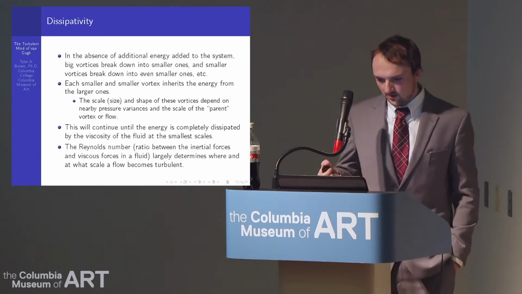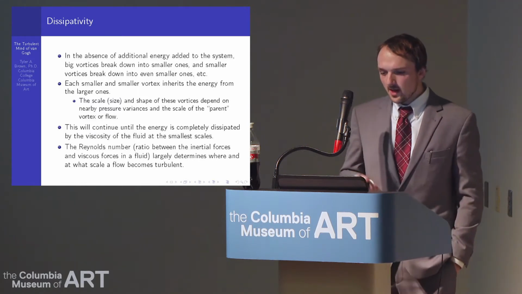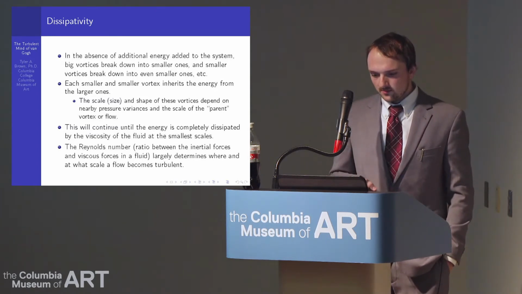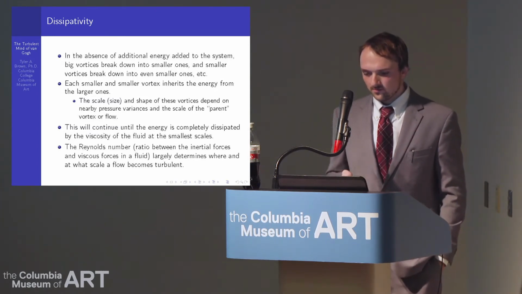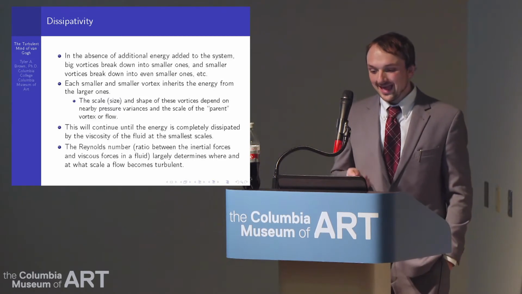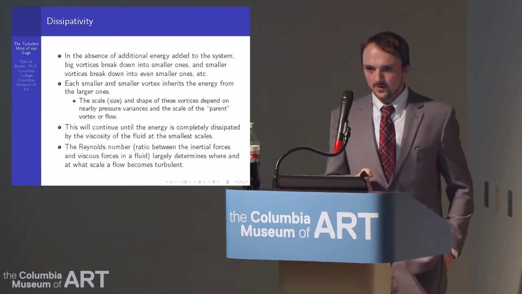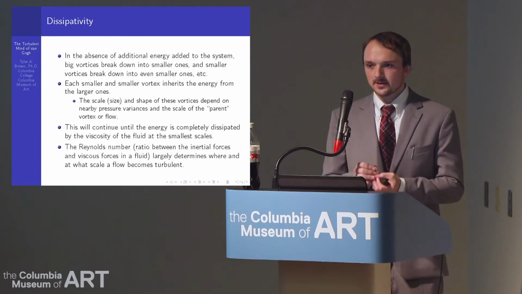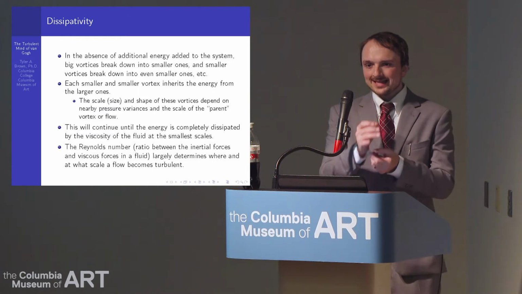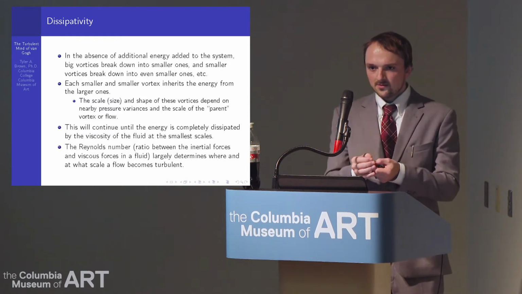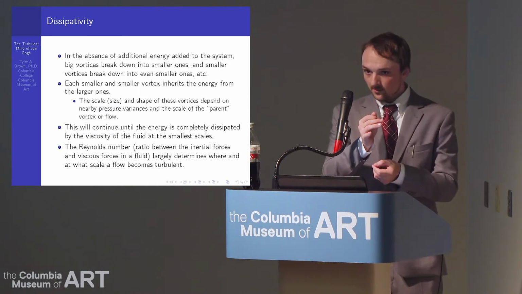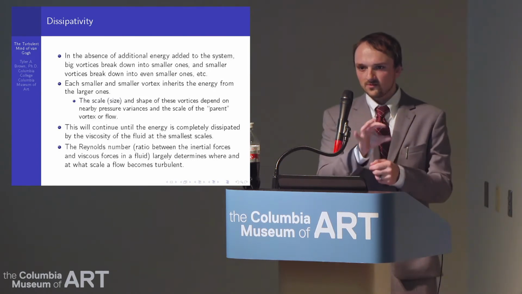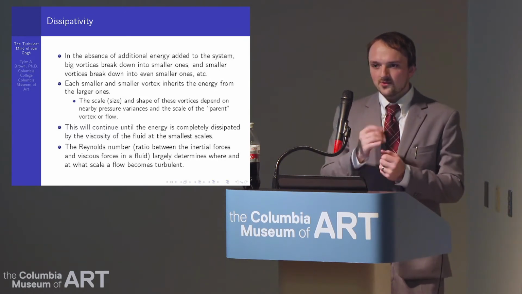This will continue until the energy in the system is completely dissipated, as mentioned before, by the viscosity of the fluid at the smallest scales. The Reynolds number, the ratio between the inertial forces and viscous forces of a fluid, largely determines where and at what scale a flow becomes turbulent. Usually flows start as laminar. Like the burning incense example, what you have coming off of that is laminar flow initially. Because the smoke is moving very slowly at first, meaning very low velocity compared to the viscous forces of the air, it's not going to become turbulent too quickly.